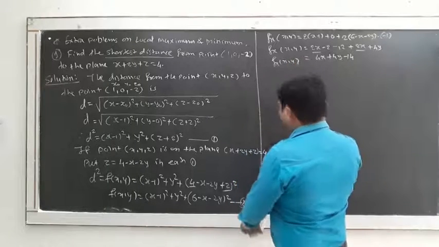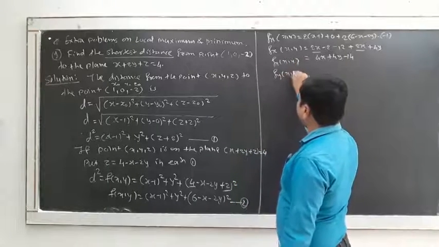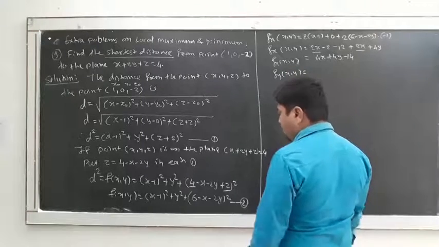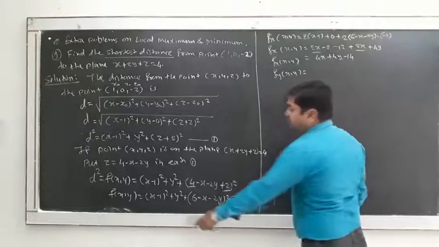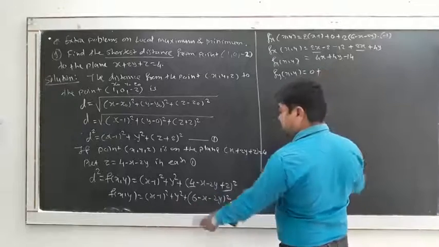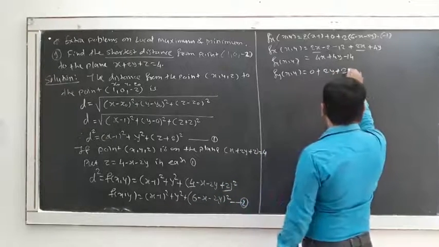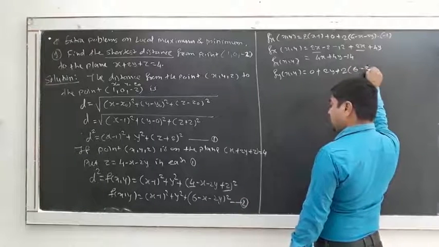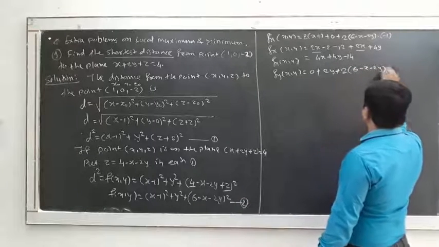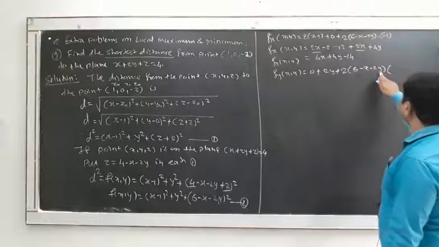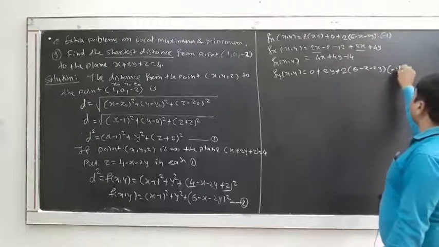Now what do we have to find? We have to find f_y(x, y). So what is your f_y(x, y)? The derivative of the first term is 0, plus 2y, plus 2 into (6 - x - 2y) into the derivative of this, which is -2.